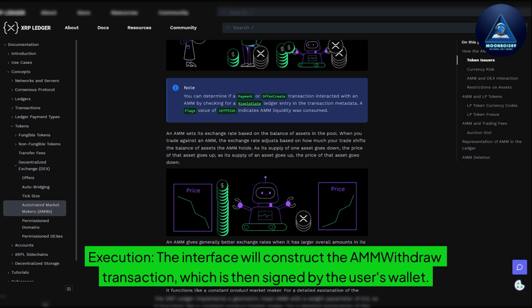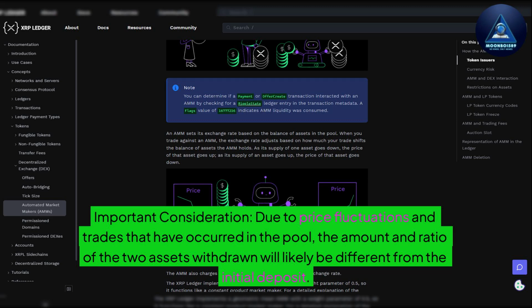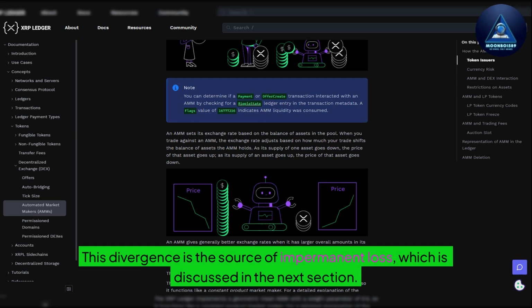Upon execution, the specified LP tokens are burned, permanently destroyed, and the protocol transfers a proportional share of the two assets currently in the pool to the user's wallet. Important consideration. Due to price fluctuations and trades that have occurred in the pool, the amount and ratio of the two assets withdrawn will likely be different from the initial deposit. This divergence is the source of impermanent loss, which is discussed in the next section.